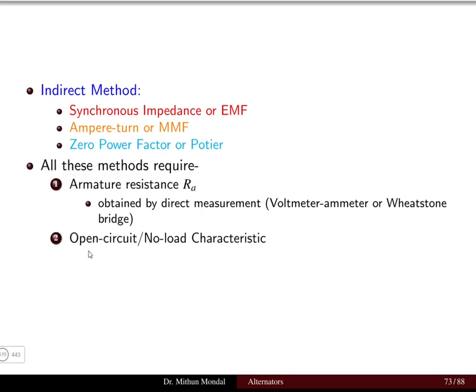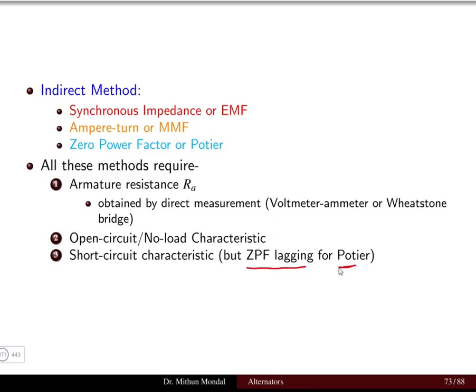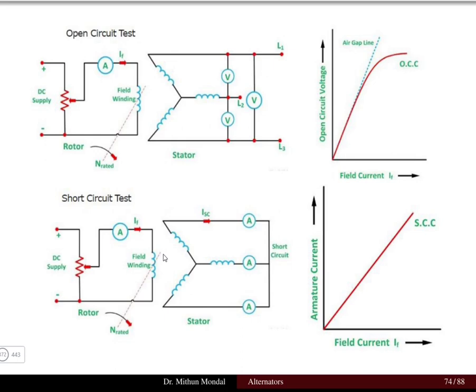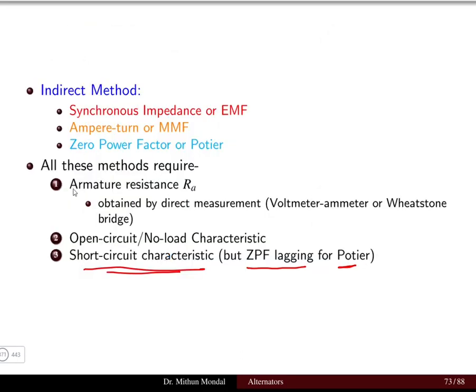Next we require the open circuit or the no load characteristic of the machine. So, keeping the circuit open, we have to measure the relationship between the voltage and the current. This is known as the no load characteristic. Now for the zero power factor lagging condition for the Potier method, we require the short circuit characteristic as well. So basically three different tests are required for these three different indirect methods.